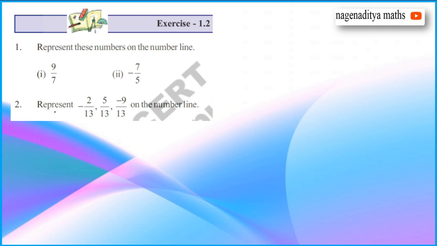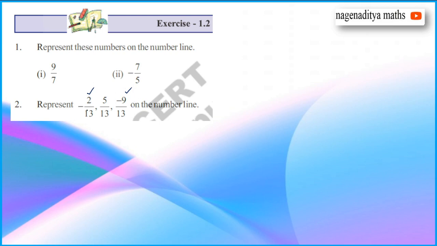So next, the second one. Represent -2/13, 5/13, -9/13. Okay, so let us look at these. First look here, -2/13 and -9/13. So these two fractions lie in the same number line.